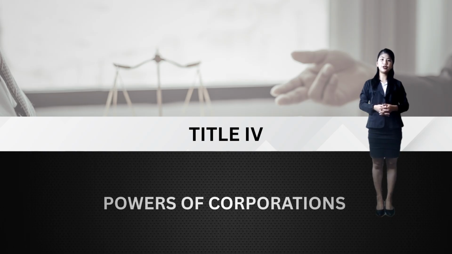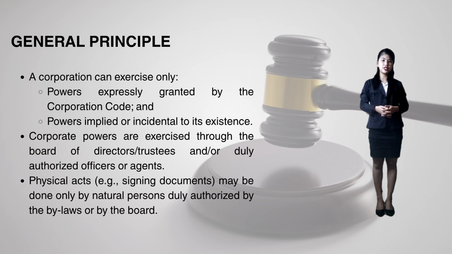Today, I will discuss Title 4 of the Corporation Code, which is about the powers of corporations. The main idea of Title 4 is that a corporation can only exercise powers that are necessary to achieve its corporate purposes as allowed by law, its articles of incorporation, and bylaws. These provisions ensure that corporations act within their legal authority, protect stockholders and creditors, and maintain good governance.